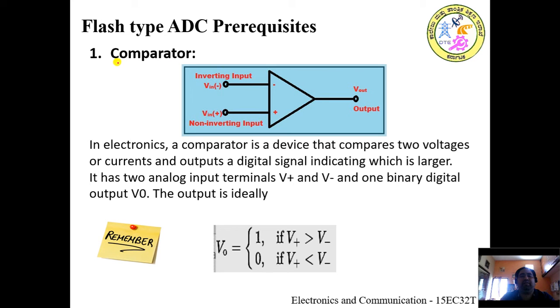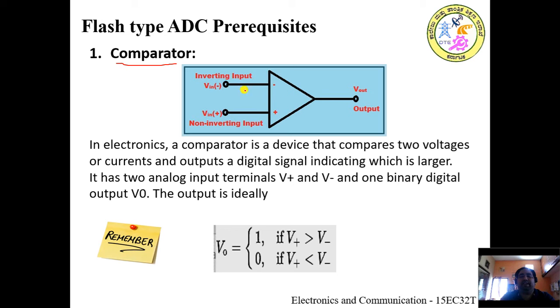Very first component that we need to construct a flash type of ADC is the comparator. In electronics, a comparator is a device which compares 2 voltages or currents, and it outputs a digital signal indicating which is larger. Generally the comparator is implemented using an operational amplifier. As you already know, an operational amplifier is a kind of amplifier which is used to do some mathematical operations as well.